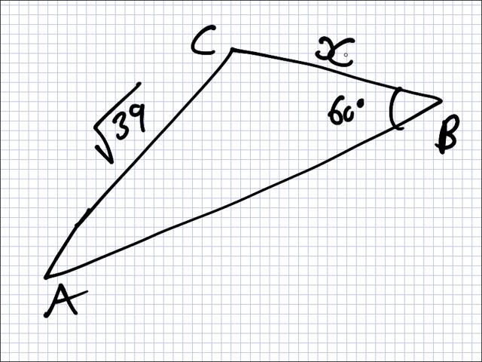AB is 2 centimeters longer than BC, so AB equals x plus 2. There we go, x plus 2.